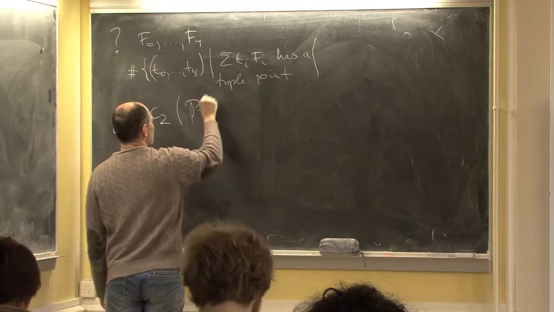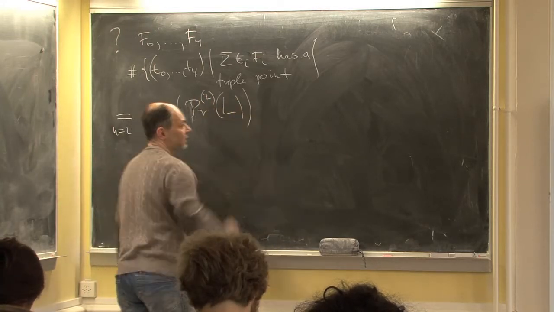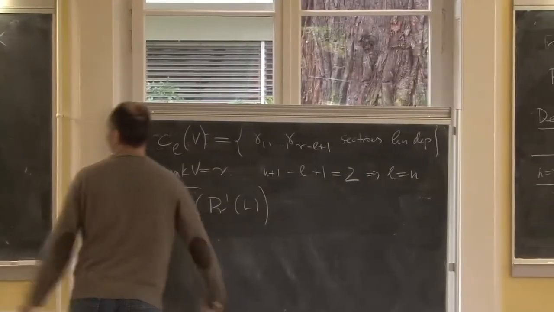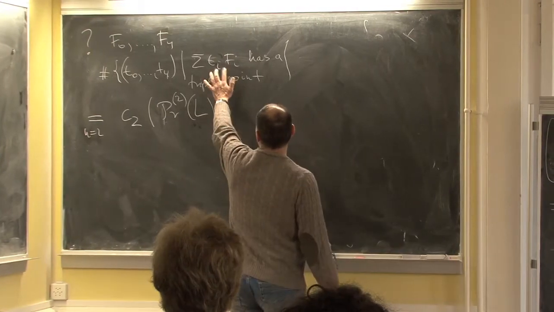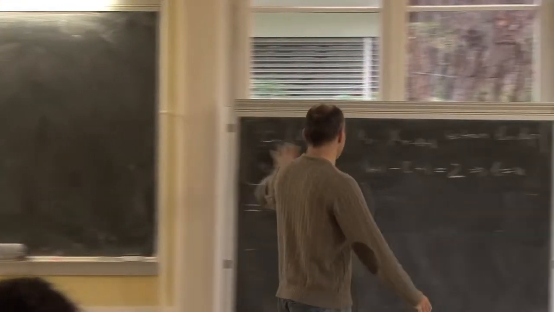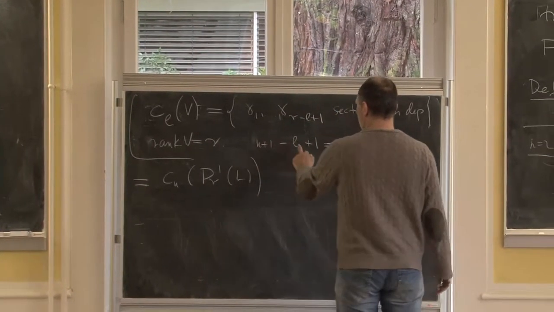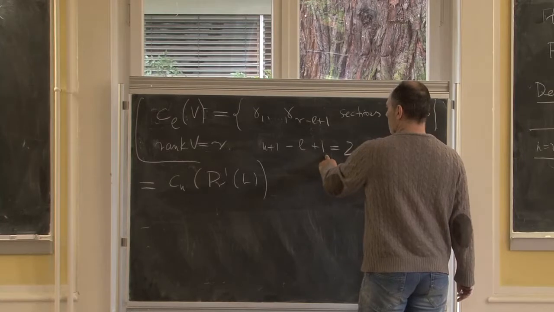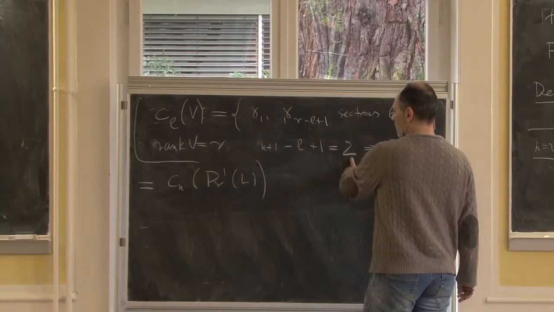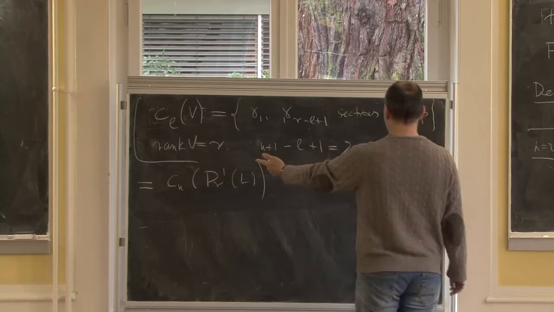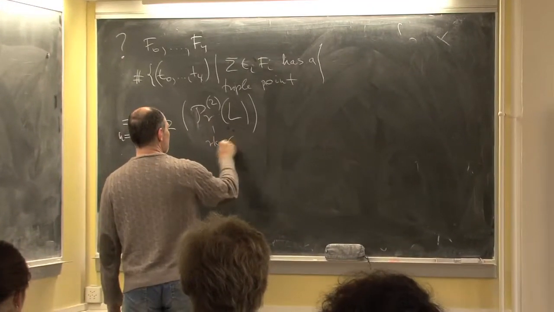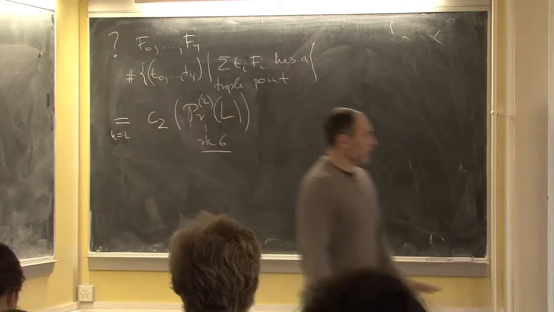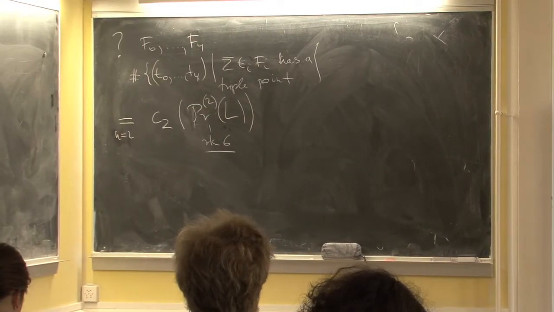this principal part P^2 of L, right? Same logic. Each of these F's will give a section of this bundle, and you will need a linear dependence. What does this mean? It precisely means that it's linearly dependent, and then you just do these calculations. So you have n plus 1 minus L plus 1 needs to be equal to 4, and n is 2. So anyway, you calculate and you get the answer. And it turns out to be 2. So this is rank 6, right?